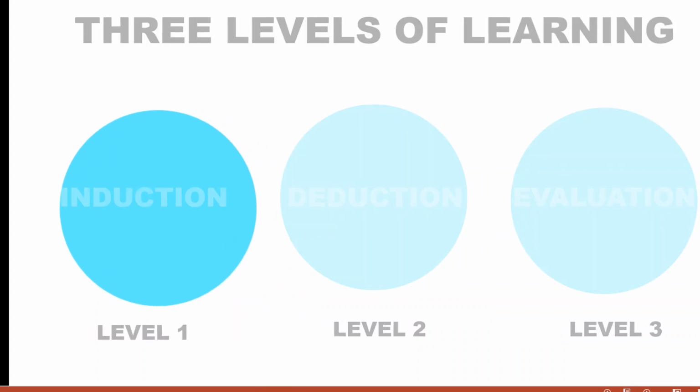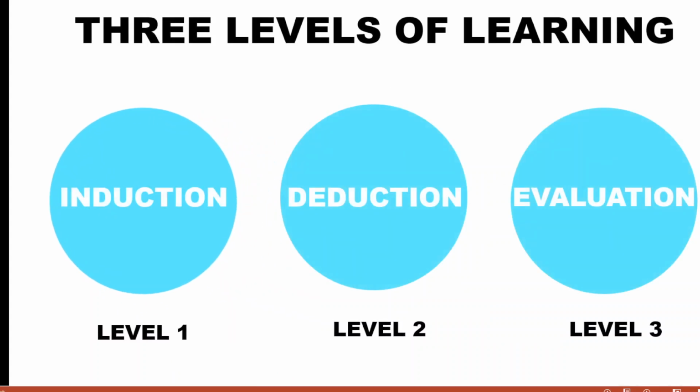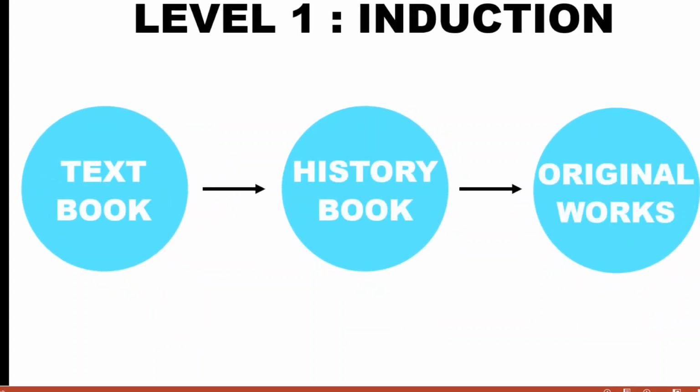And now we are going to cover the three levels of learning. Basically, there are three levels of learning. The primary and the first one is induction, followed by deduction, and then evaluation. So, what are these levels? For induction, basically, induction means you observe and you form a generalization about particular instances.